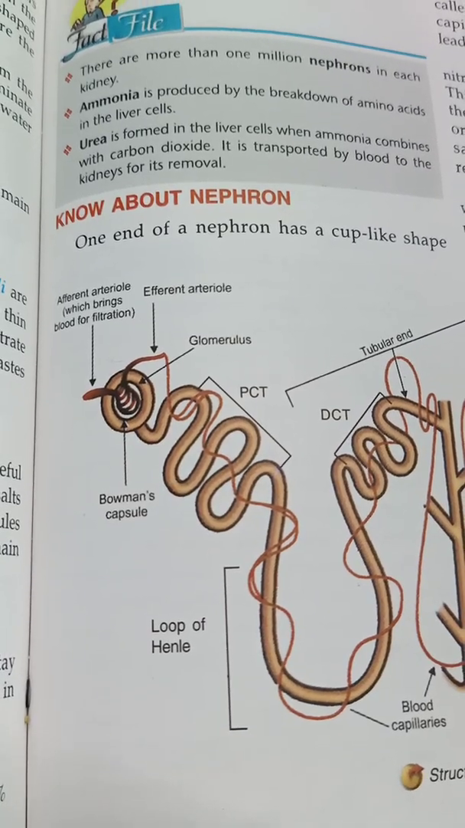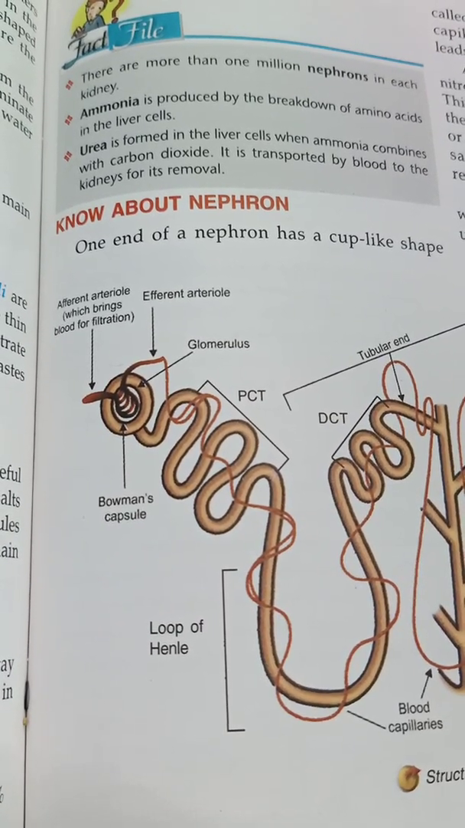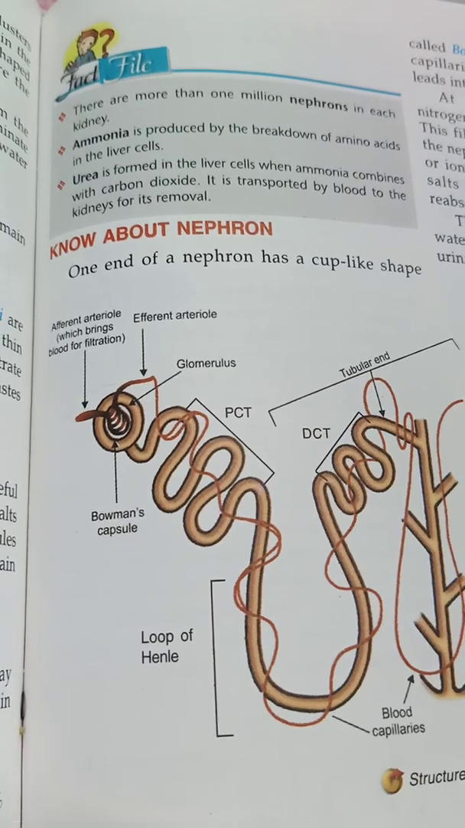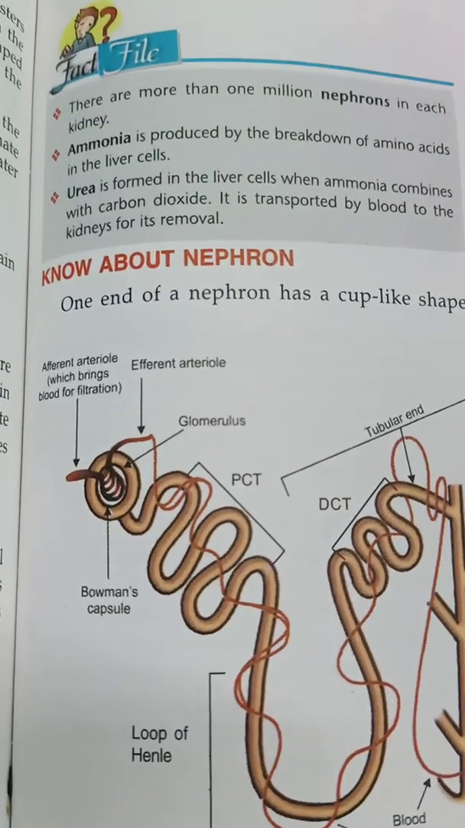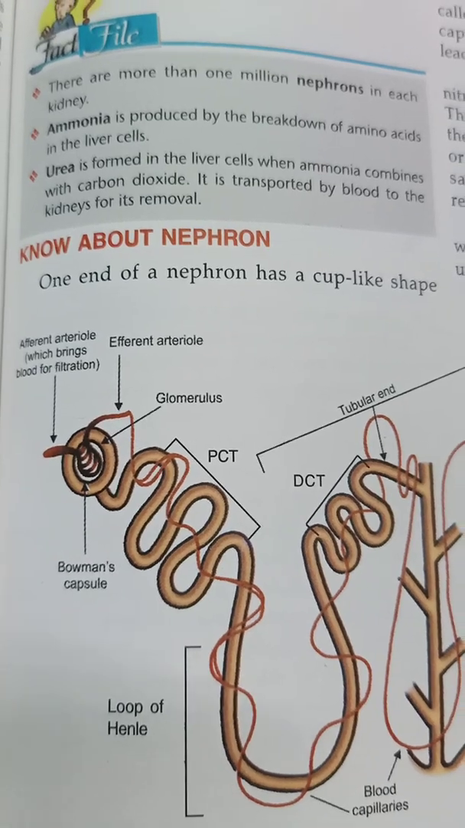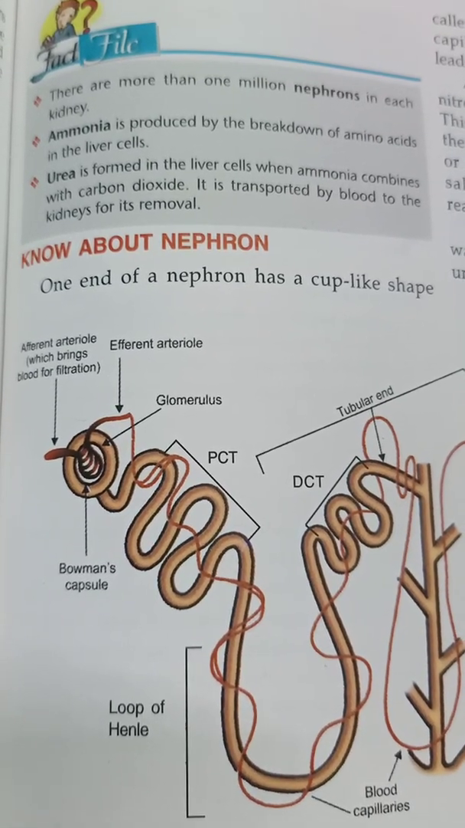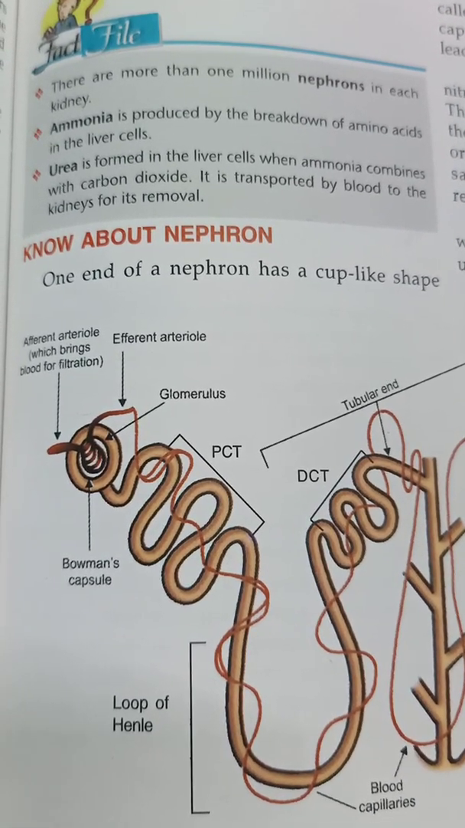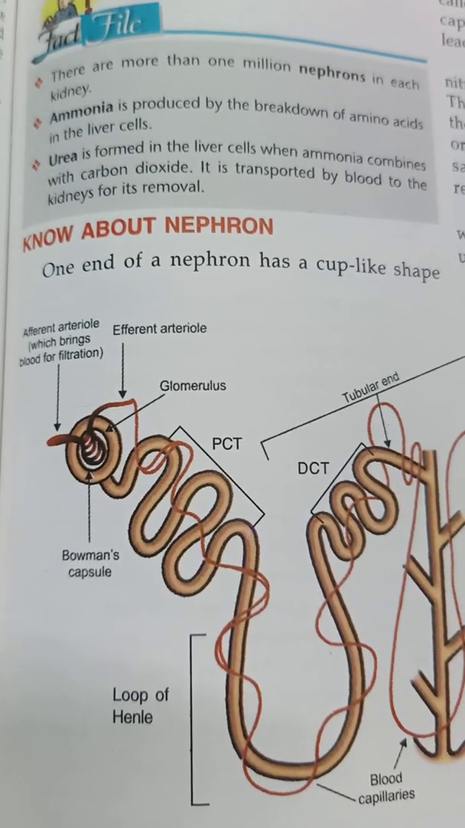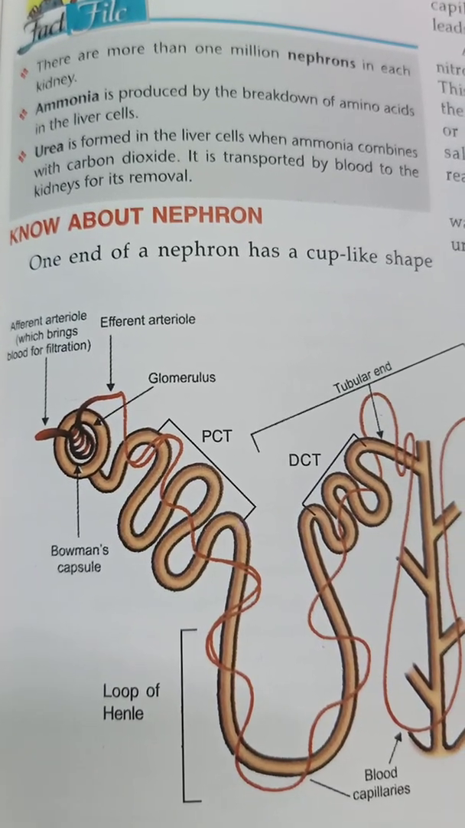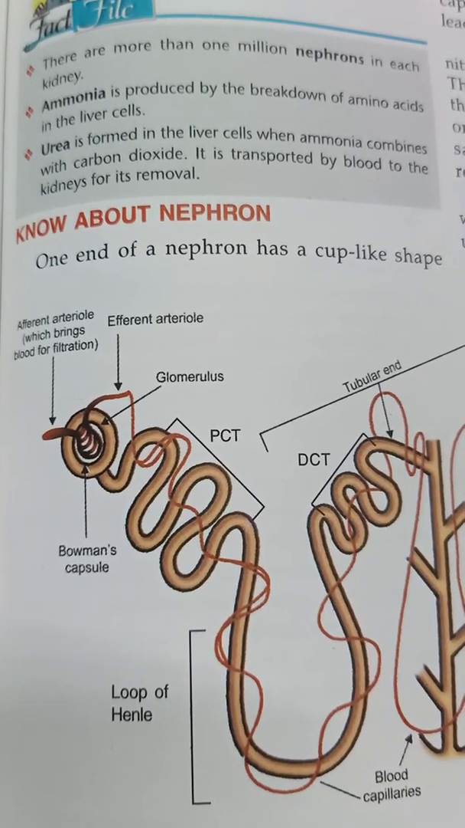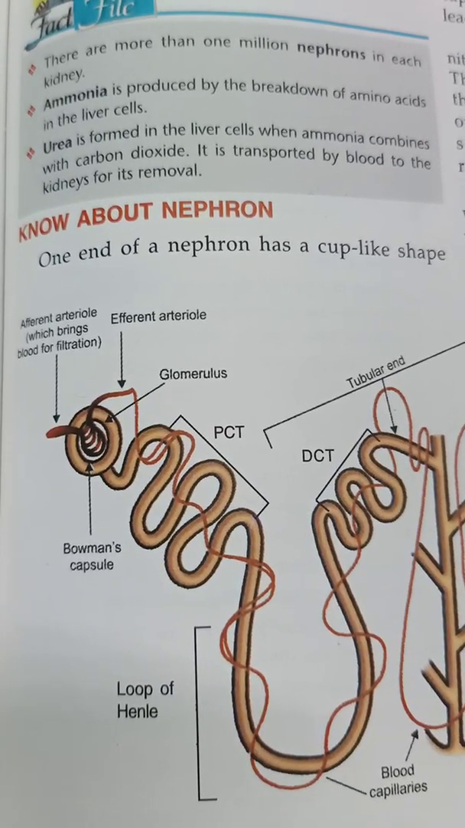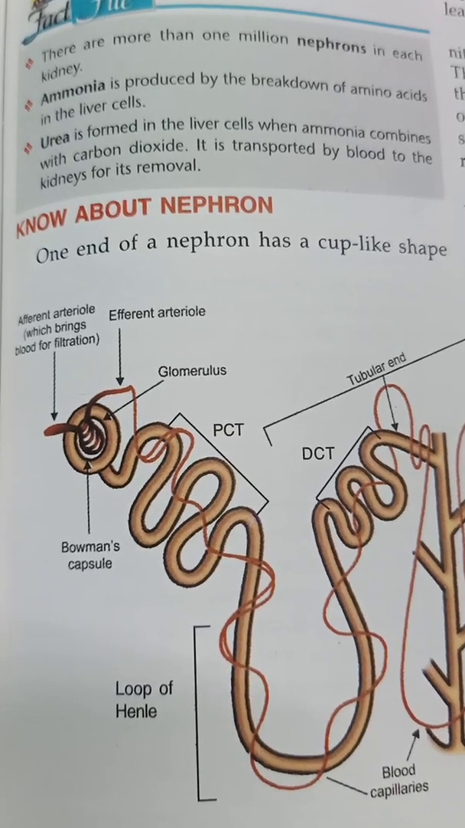Now in this chapter, before I start with the new topic, I would like to share a few points with you all. You can see here the fact file. There are more than 1 million nephrons in each kidney. In each kidney means in both pair of kidneys there are more than 1 million nephrons, and you all know that nephrons are the filtering units.